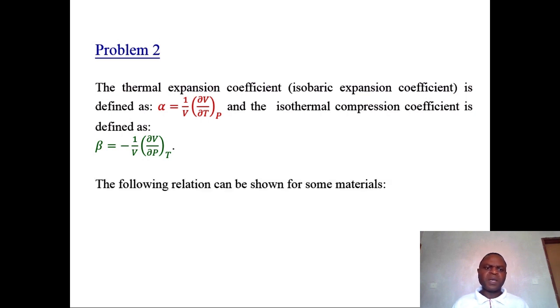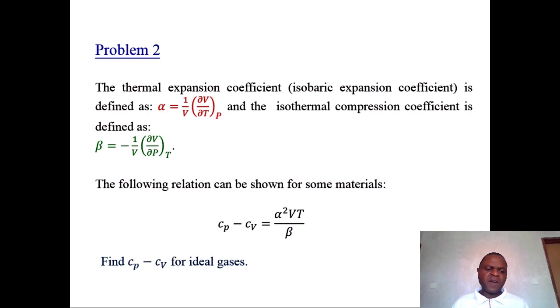So the following relation can be shown for some materials. For some materials, we have this relation whereby we have Cp, the specific heat at constant pressure, minus Cv, the specific heat at constant volume, is equal to alpha squared VT over B, where alpha is the thermal expansion coefficient, and B is the isothermal compression coefficient.